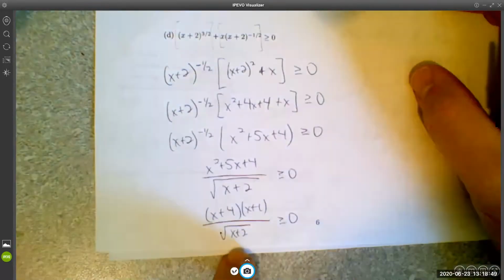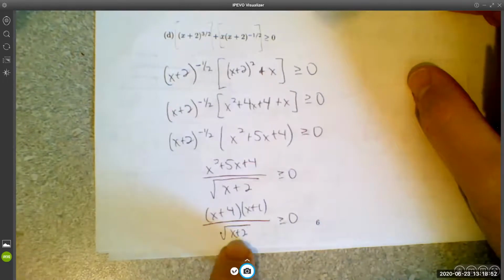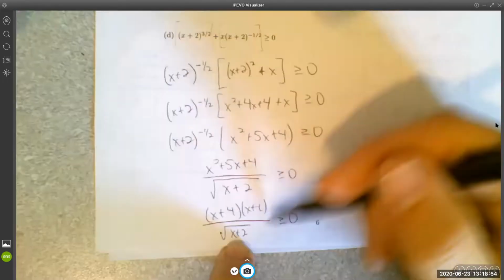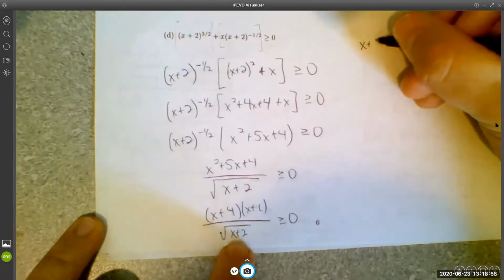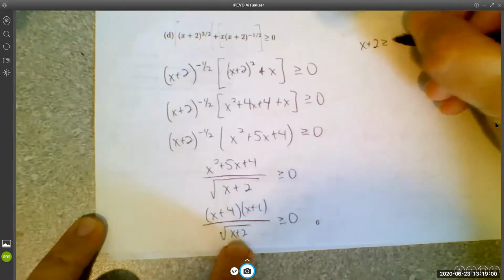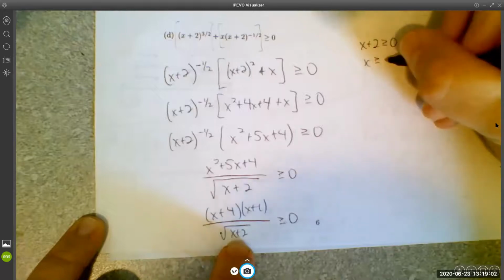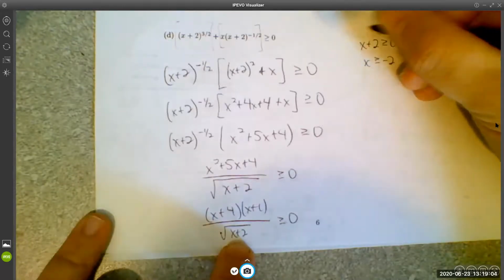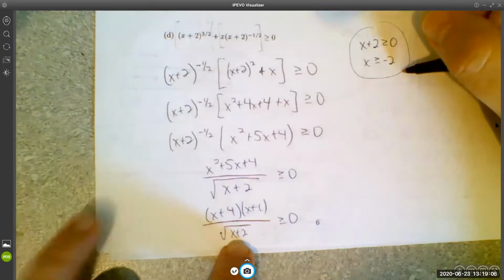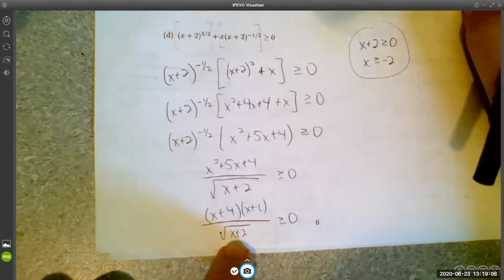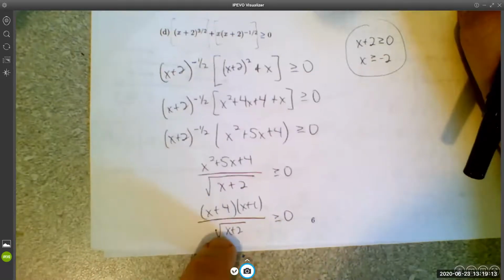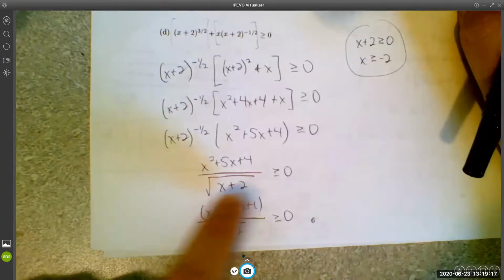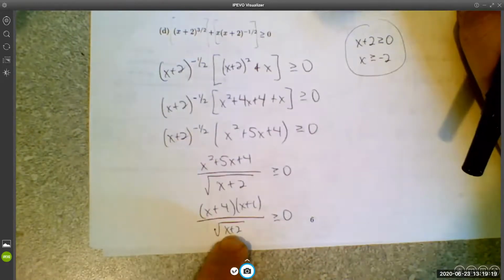For one thing, we need x plus 2 to be bigger than or equal to 0. Otherwise, it doesn't make sense to talk about this. That means x needs to be bigger than or equal to -2. So just right off the bat, this is a restriction that we have to reckon with. And then from there, we need to note that this thing changes sign whenever x is -4, x is -1, or when x is -2 potentially.